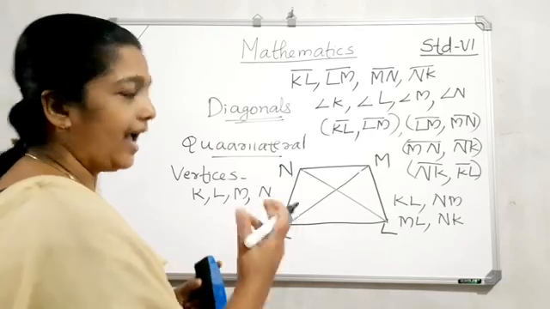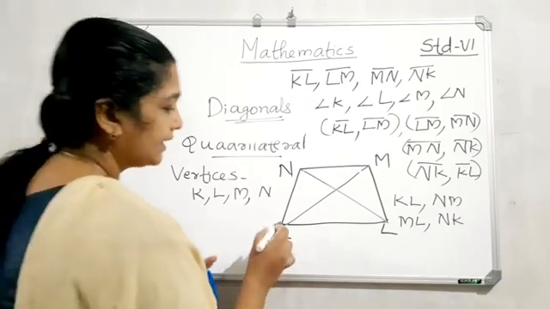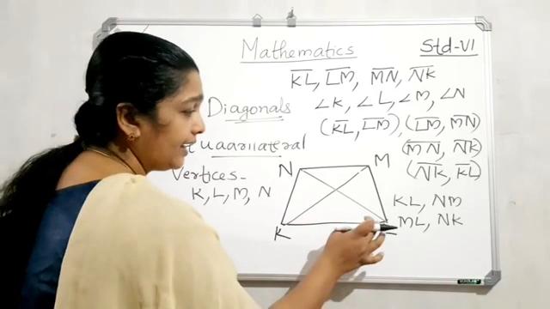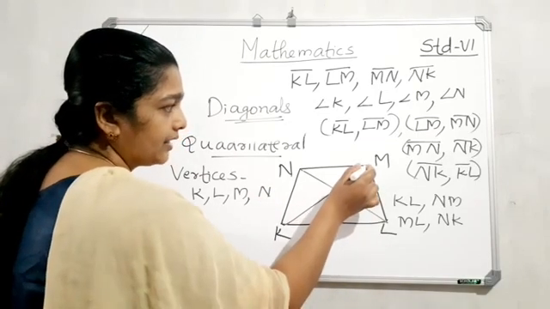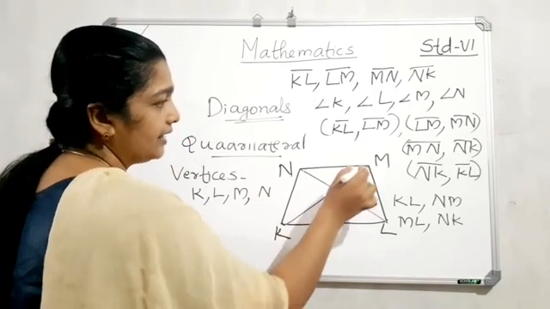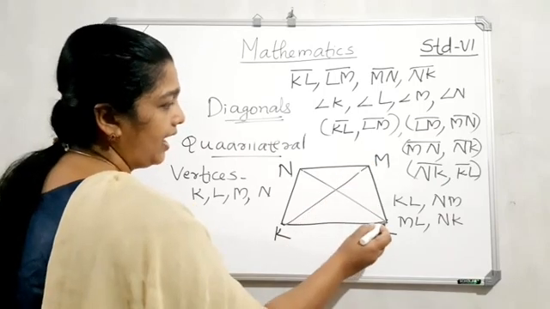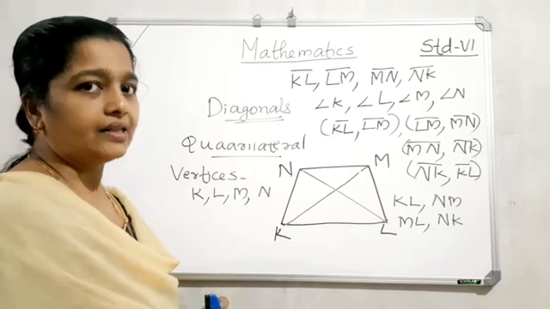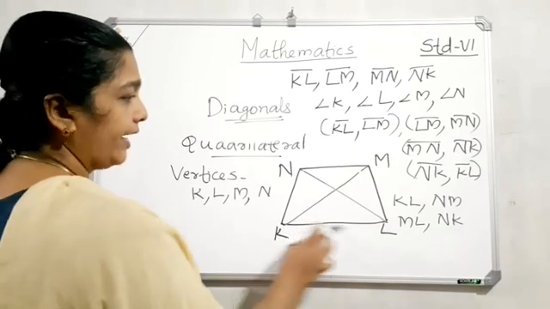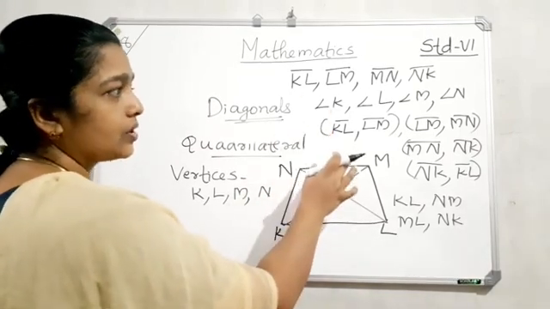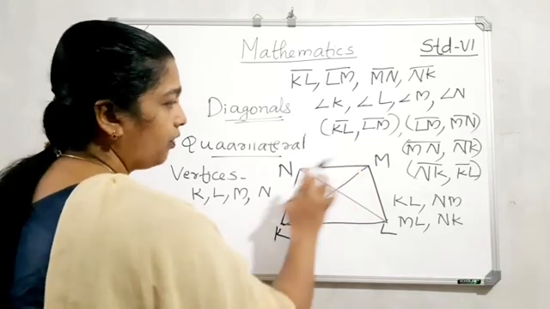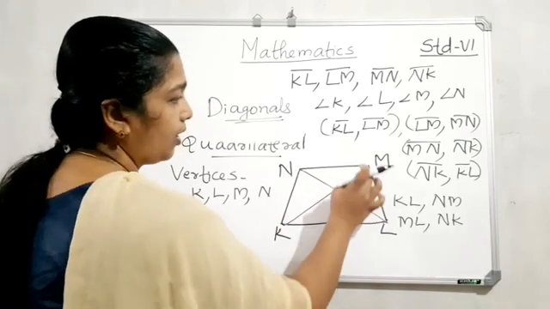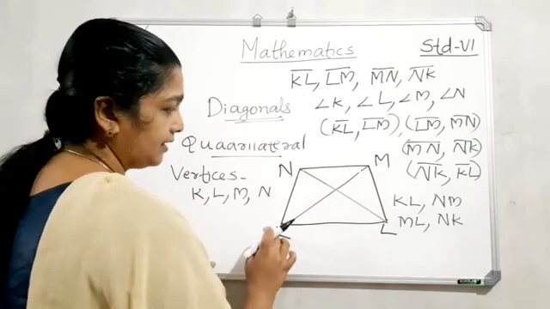Then opposite angles are K and M. Opposite side angle, not here. Opposite angles are here, that is K and M, and L and N are the opposite angles. Once more. Sides you know. Adjacent sides you know. Vertices 4. Adjacent vertices are K, L; L, M; M, N; N, K.